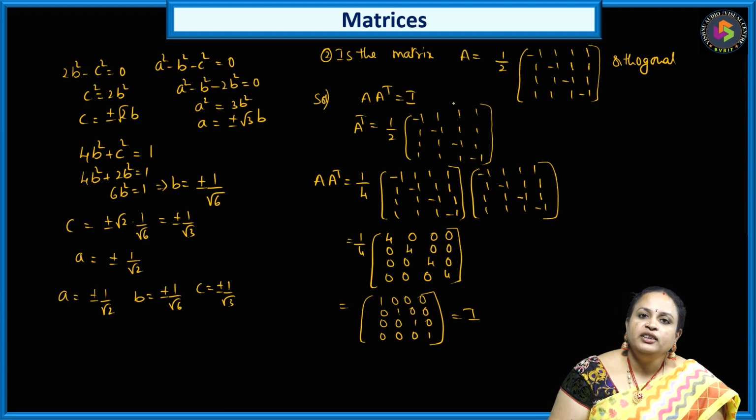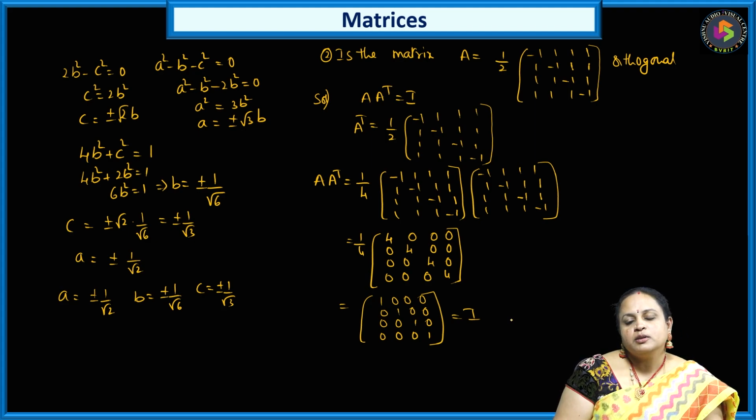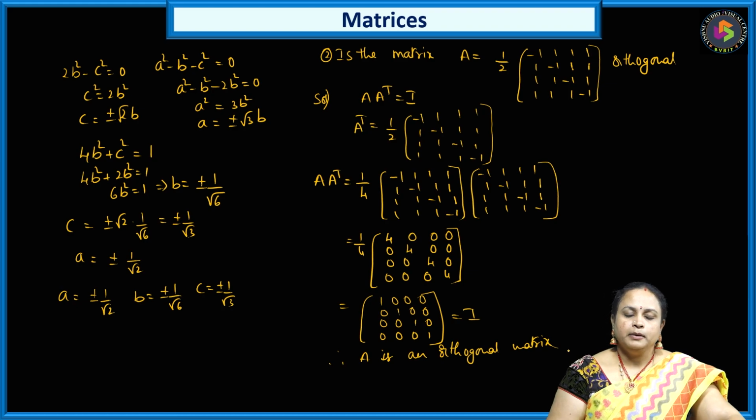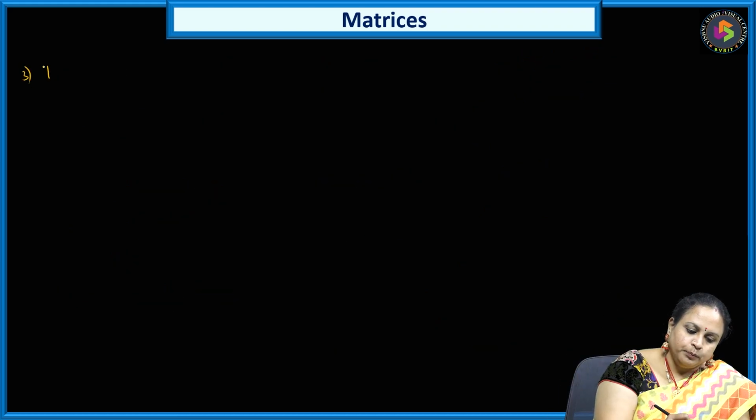Therefore, we started with A into A transpose and we've got A into A transpose equal to I. Therefore, we can say that A is an orthogonal matrix. Okay, ma? Let us see one more problem.